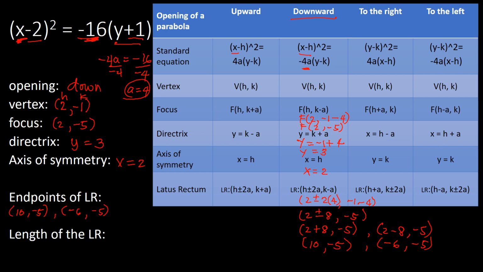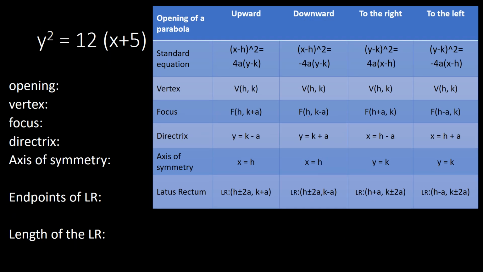So the length of the latus rectum here, we've got this one as negative 16. We can use 4a for that one. So you can have 4 times our a, which is 4. That will be 16. Or simply looking at it, we've got negative 16 for that one, so that should be 16. And lastly, we have here y squared equal to 12 times x plus 5.